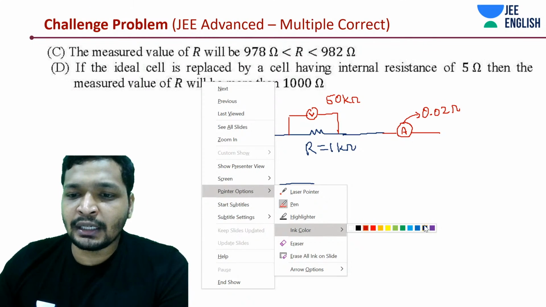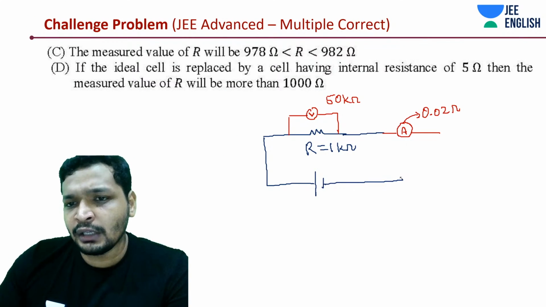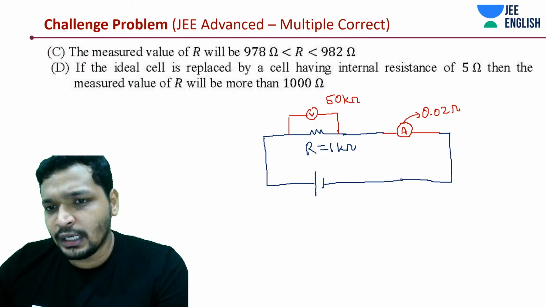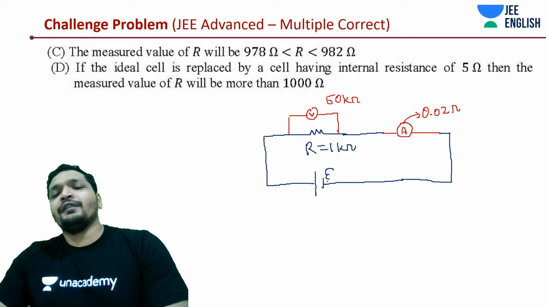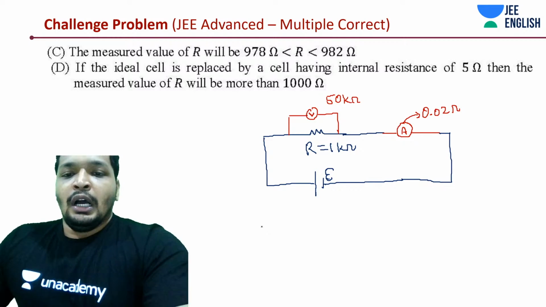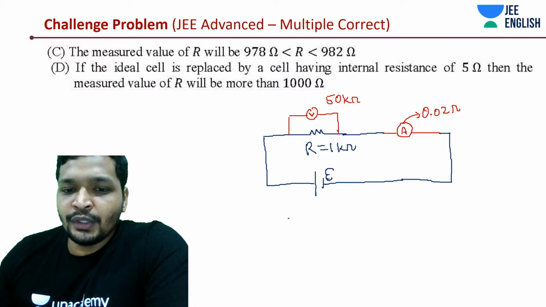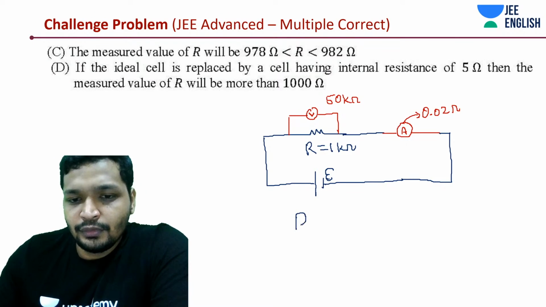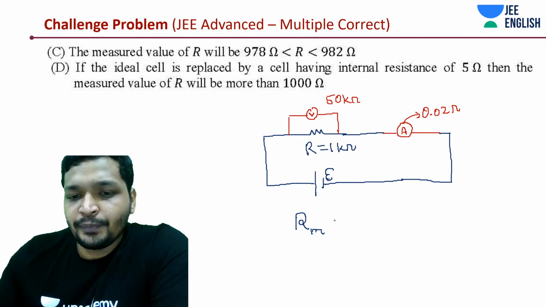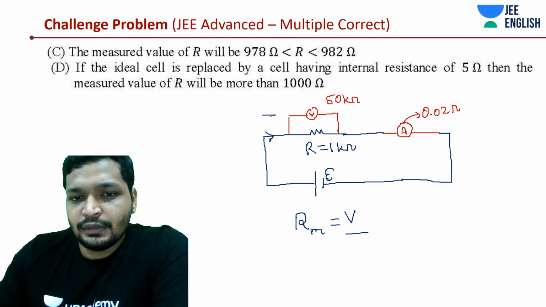So now what would you do? You would connect a battery. It's an ideal battery according to the question. And the fourth one anyway we know is false, so we are not thinking even about it. So let's move into it, and we have a cell of EMF E. Now let's get started. And how do we measure this voltage across it? So you would say R measured is equal to V measured by the voltmeter divided by, let's say, current I going through this.